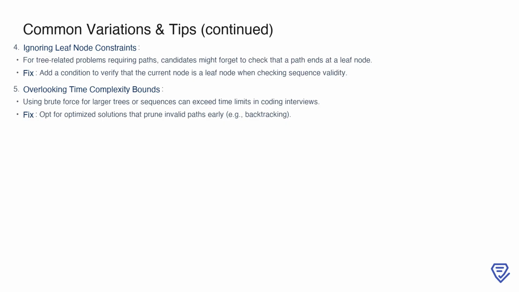Another issue is overlooking time complexity bounds. Brute force solutions can quickly become inefficient for larger trees or sequences, leading to time limit failures. To address this, design optimized solutions that prune invalid paths early using techniques like backtracking. This allows you to eliminate unnecessary computations and keep your solution efficient.